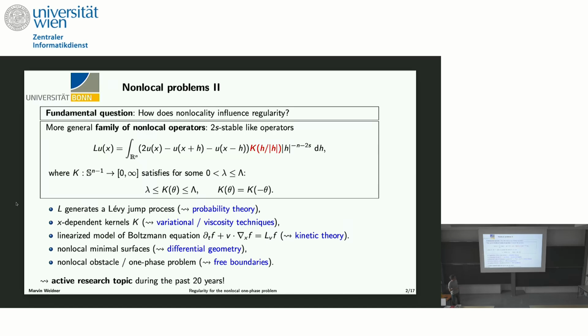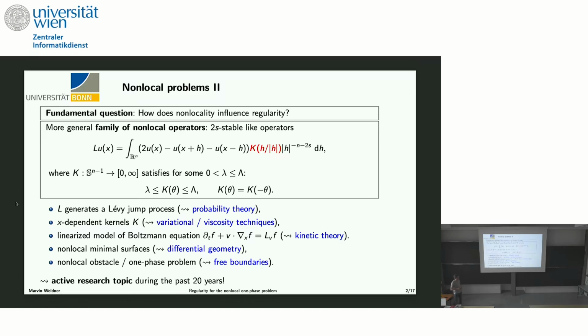Also, a motivation to study these operators that somehow came to my attention very recently, and that's very interesting for me, is that these operators, they somehow appear in linearized models of the Boltzmann equation, which is an equation from kinetic theory. And there you have a velocity variable and a space variable. And in the velocity variable, these operators here, these non-local operators, they appear. So it's a natural quantity also there.